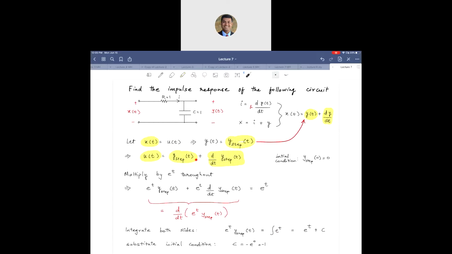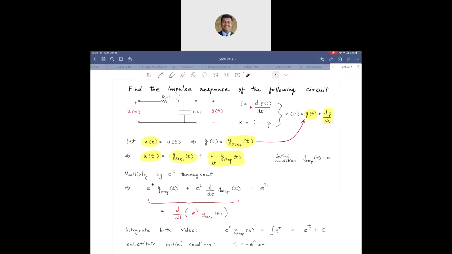Once I have this equation here, I will multiply by e raised to t throughout. Why am I doing this? I'm doing this in order to solve the ordinary differential equation. Because when I multiply by e raised to t, I have e raised to t y step of t, which is due to that term there, plus e raised to t d y step of t divided by dt, which is because of that term there. And the right hand side is simply e raised to t u of t. I'm not writing u of t explicitly because I'll adjust the times later on.